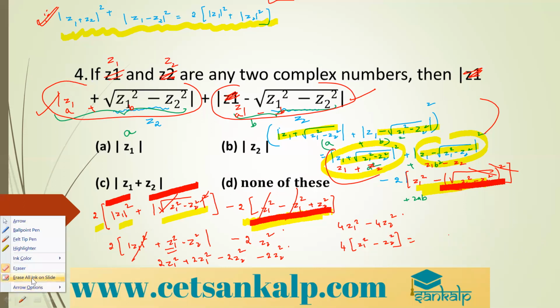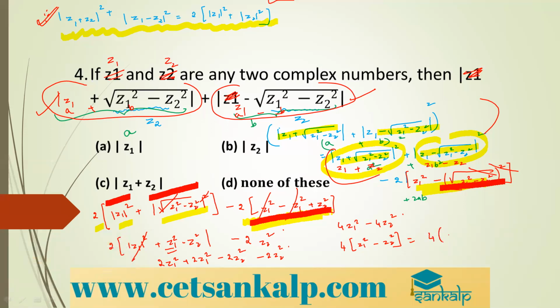So I will write this as 4 into Z1 plus Z2 into Z1 minus Z2, isn't it? So we don't have this option anywhere. In any of these, we don't have. We don't have this as the option, this as the option, this as the option, or this as the option. We did not get any of the options here.